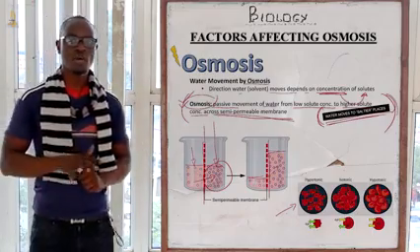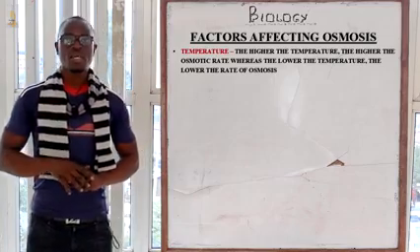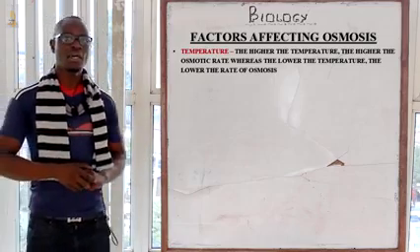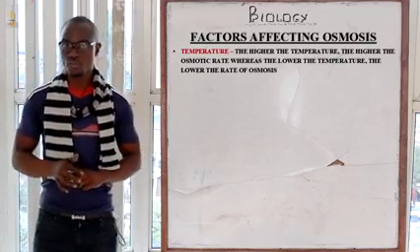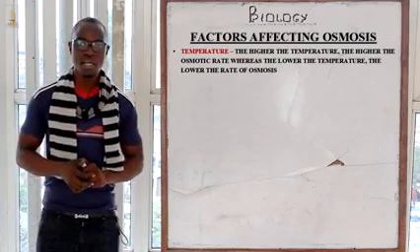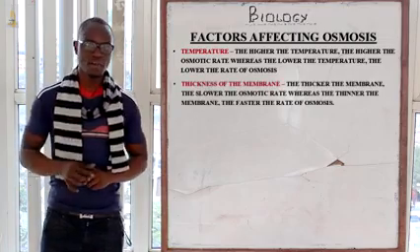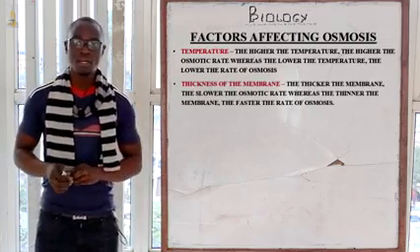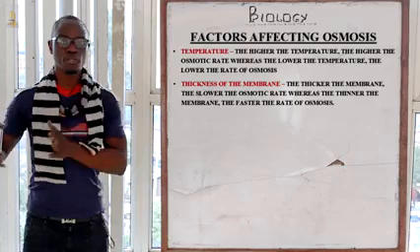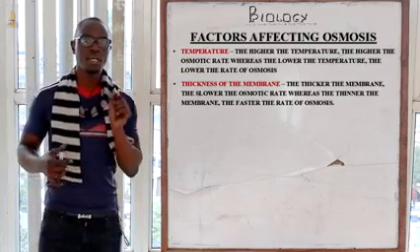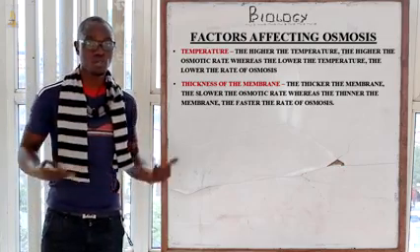So finally, let's look at the factors affecting osmosis. The first factor is temperature. The higher the temperature, the higher the rate of osmosis. The lower the temperature, the lower the rate of osmosis. The next one, let's look at the thickness of the membrane. The thicker the membrane, the slower the osmosis process will take place. The thinner the membrane, the faster the process of osmosis will take place.